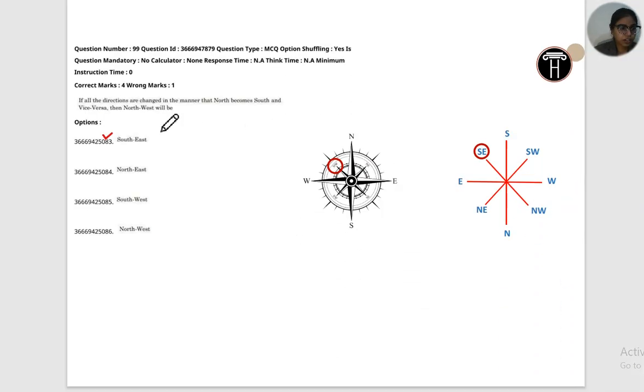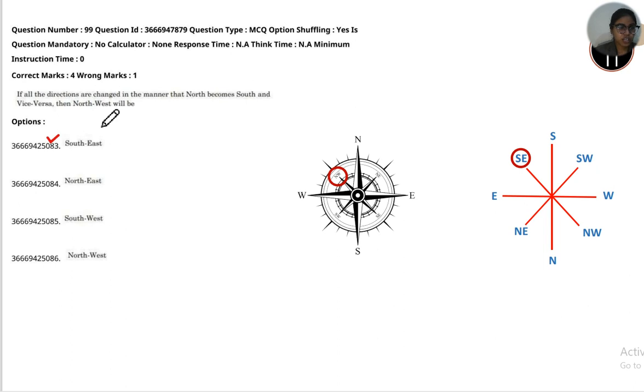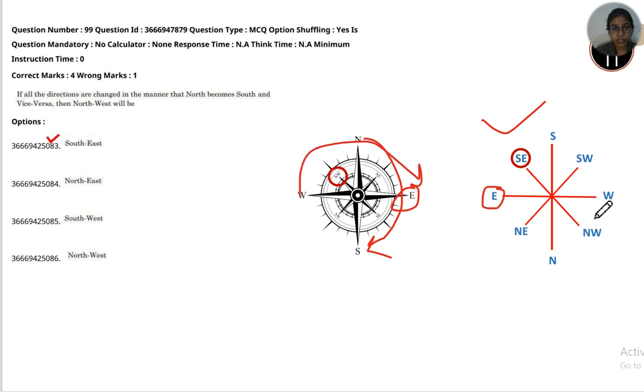Next question you have: if all the directions are changed in the manner that north becomes south and vice versa, then northwest will be. So if north becomes your south, you have to flip everything. See, in here I have done it. North becomes your south. North will come to the bottom, south will go at the top, east will come to your left side, and west will go to your right side. And also northwest, which is over here, will get converted to southeast.